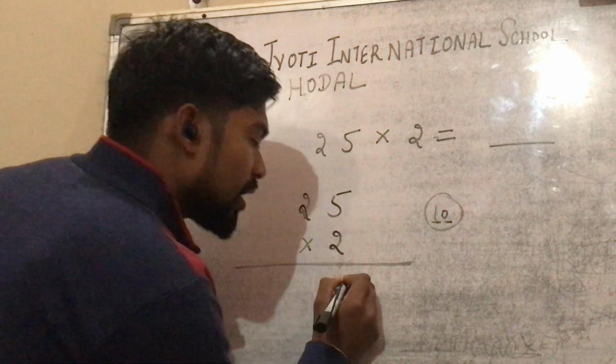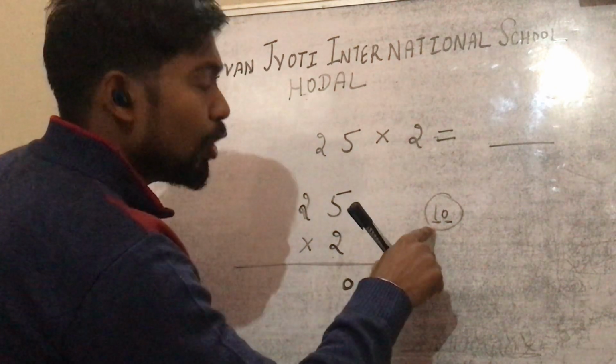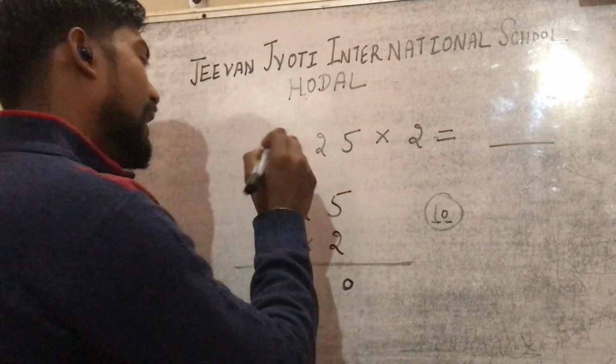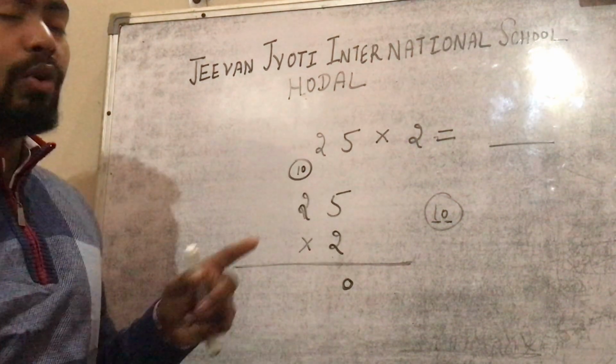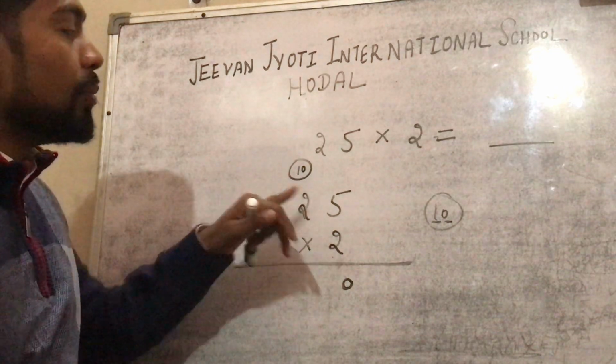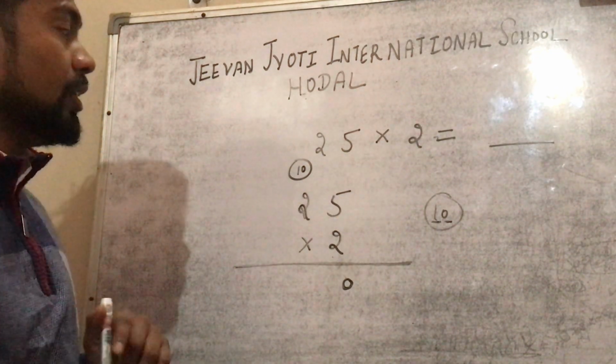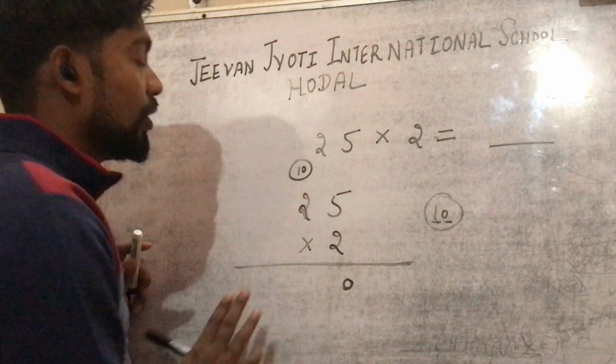So we will write 0 here, and the 1, that is not 1, that is 10. 10 will be going here as a carry. You all call this a carry, but this is not 1, this is 10. You will understand here how it comes.